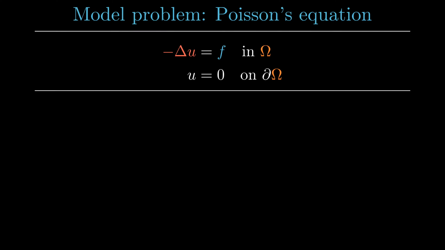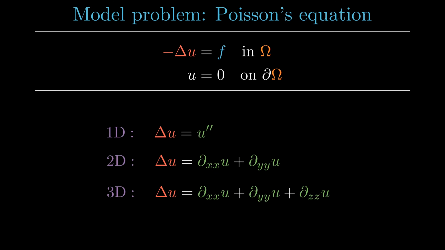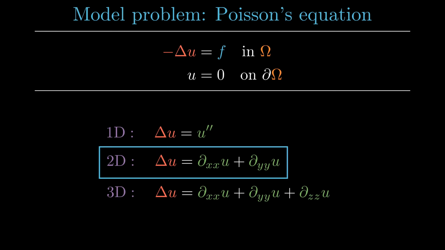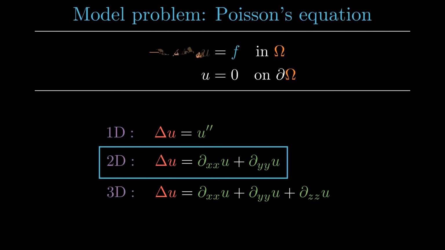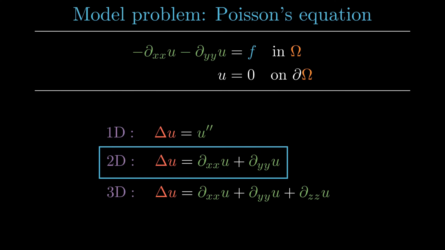In general, the Laplacian of u is just the sum of the second spatial derivatives of u. Or more concretely, in 1D, the Laplacian is the second derivative. In 2D, the Laplacian is the sum of the second derivatives with respect to x and the second derivative with respect to y. In 3D, the Laplacian contains also the second derivative with respect to z. In the following, we will restrict our analysis to the two-dimensional case and can thus insert the definition of the Laplace operator into the Poisson problem.